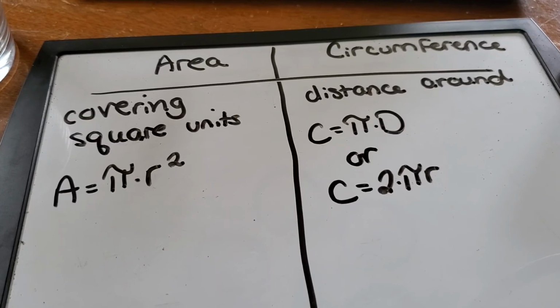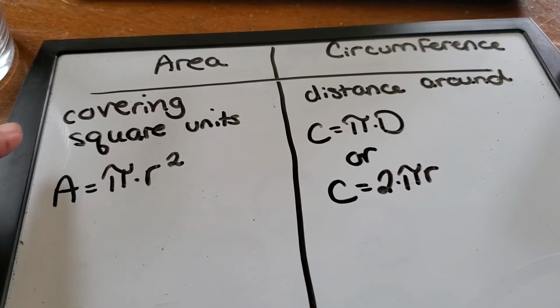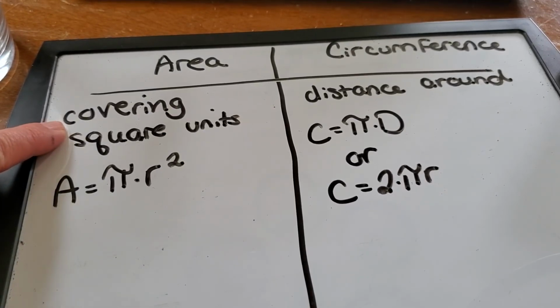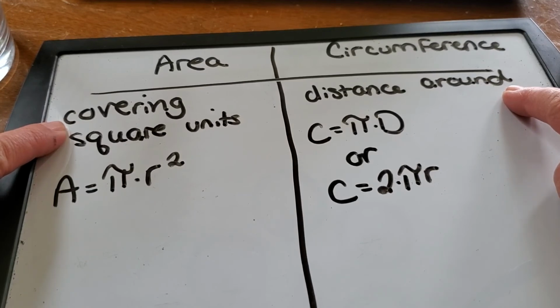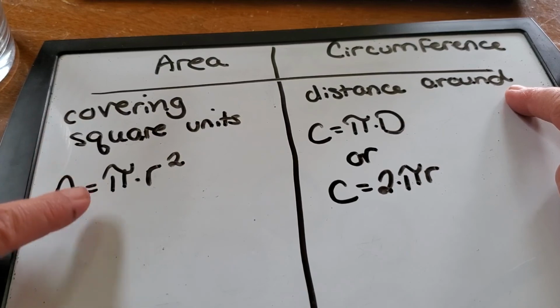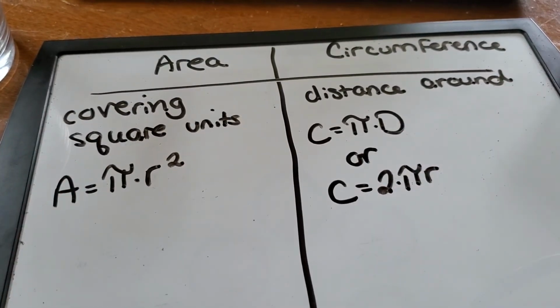So in today's lesson, you are reading the problems to determine if they're talking about area or circumference. Are they talking about covering a circle, or are they talking about measuring around the outside of a circle? And then after you determine whether it's area or circumference, make sure you use the right formula.